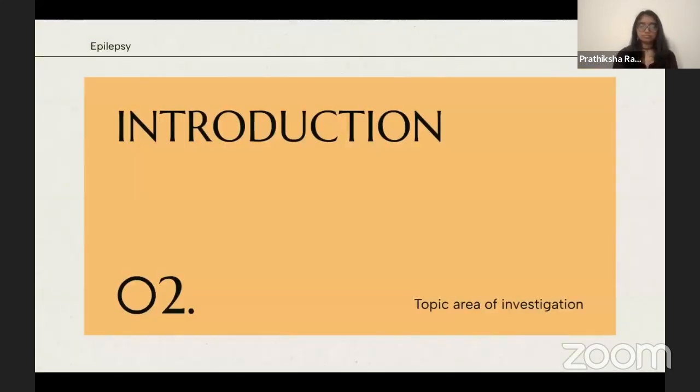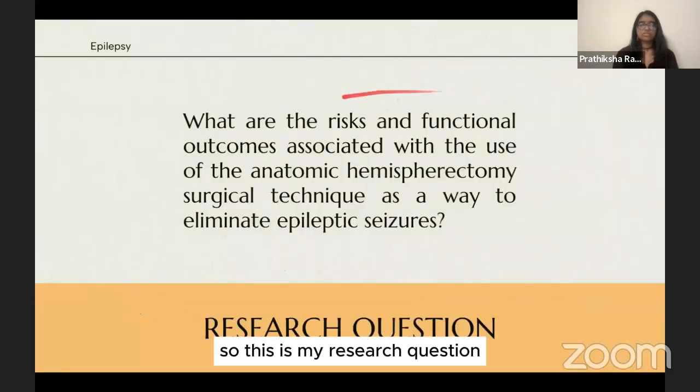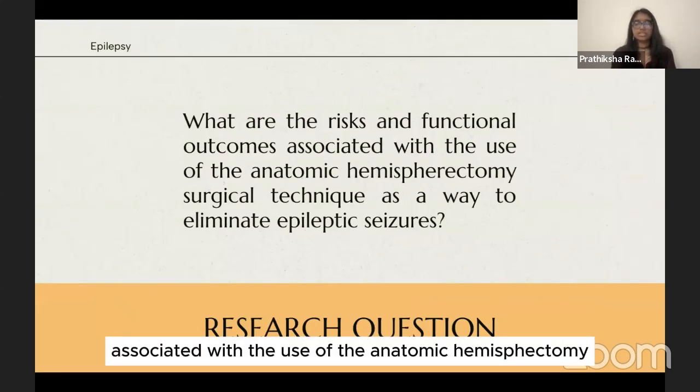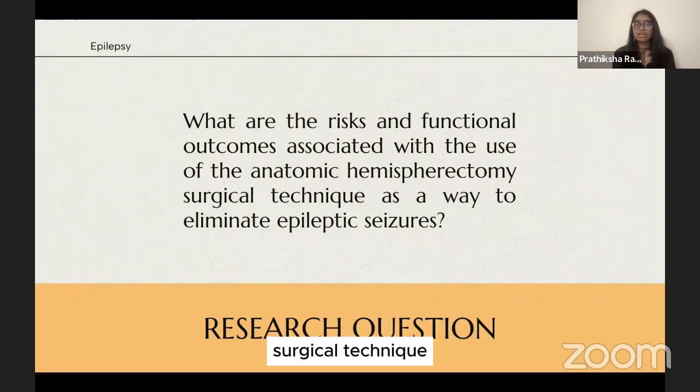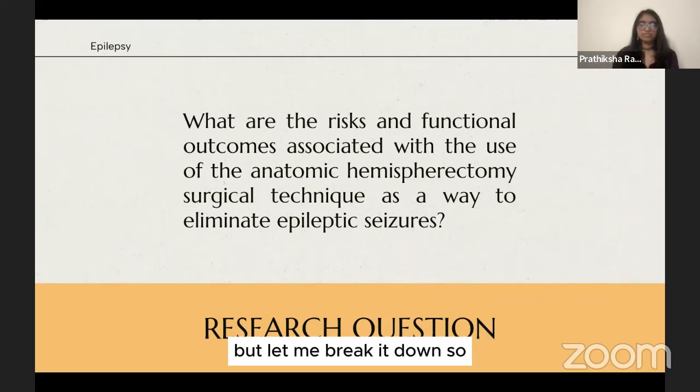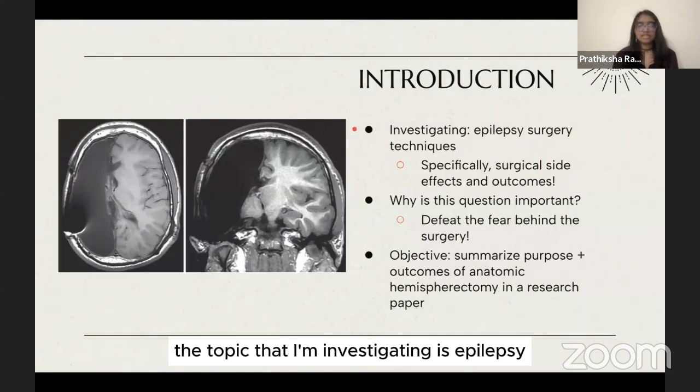Introduction. So this is my research question. What are the risks and functional outcomes associated with the use of the anatomic hemispherectomy surgical technique as a way to eliminate epileptic seizures? And I know that sounded like a mouthful, but let me break it down. So the topic that I'm investigating is epilepsy surgery techniques, specifically the anatomic hemispherectomy.